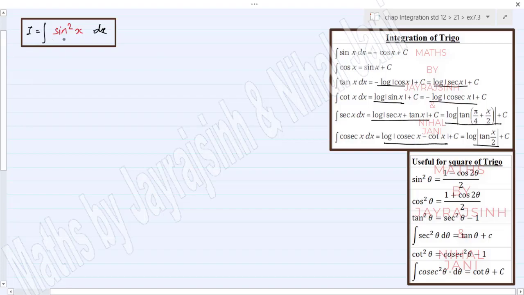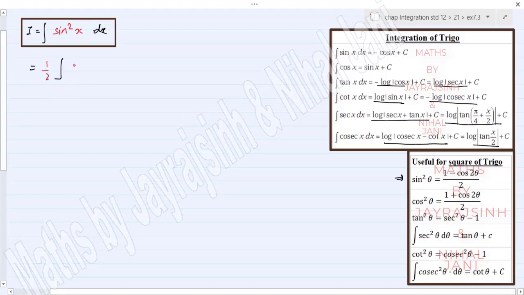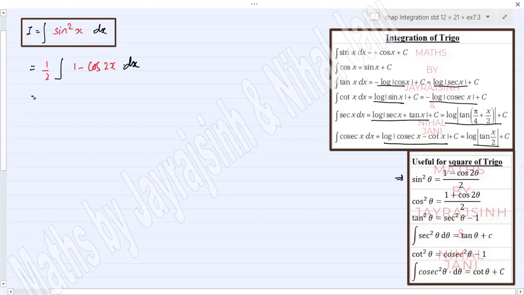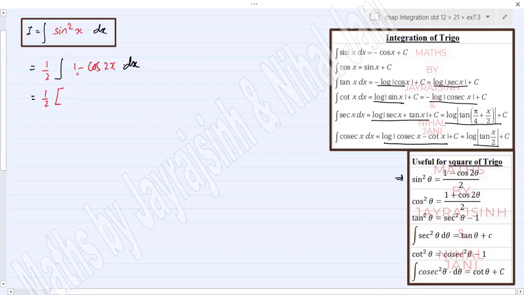Here we have to integrate sine square x. This sine square x can be rewritten as 1 by 2, take it outside because it's a constant, (1 minus cos double the angle 2x) dx. Now we can easily integrate it. 1 by 2 is constant, you don't have to worry about it.